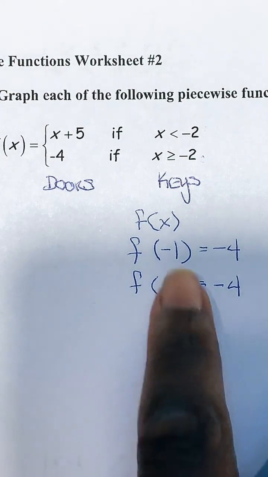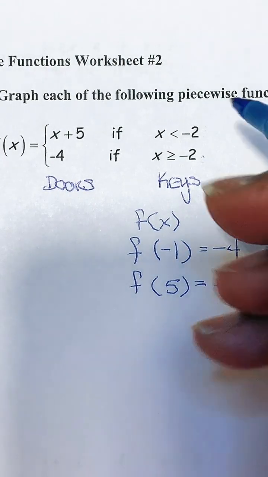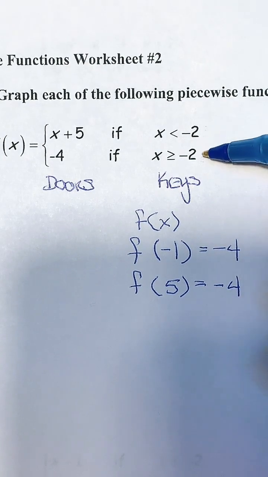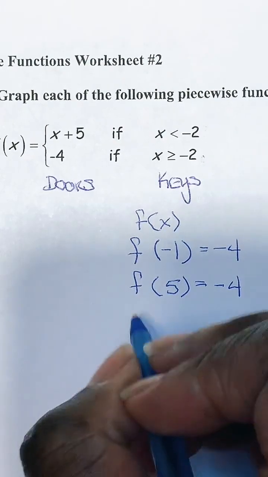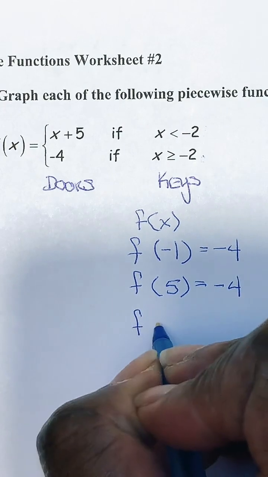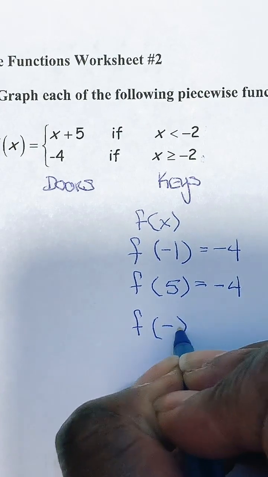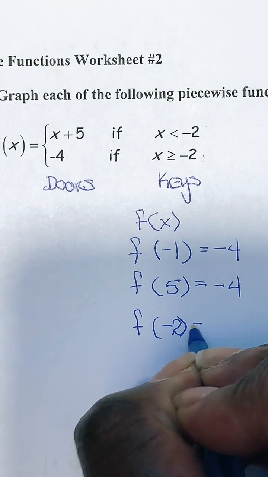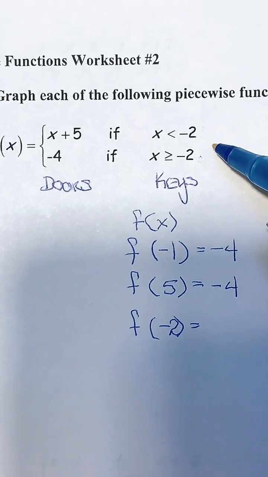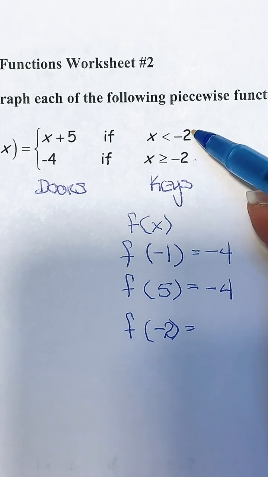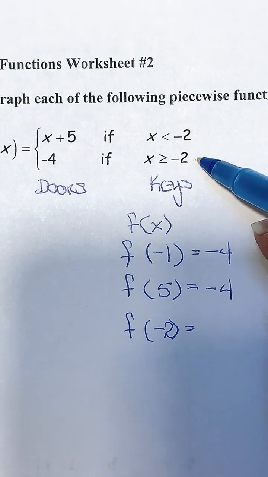All right, so the x value is going to decide which one is going to give me a true statement. Now, if I said f of -2, which one is it going to be? The first one or the second one?